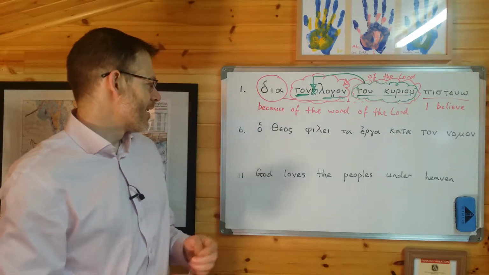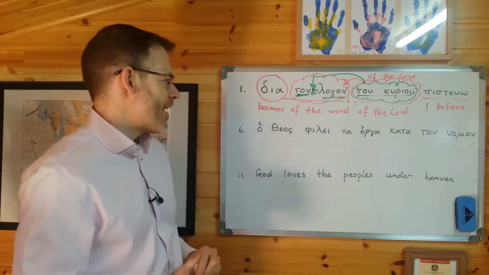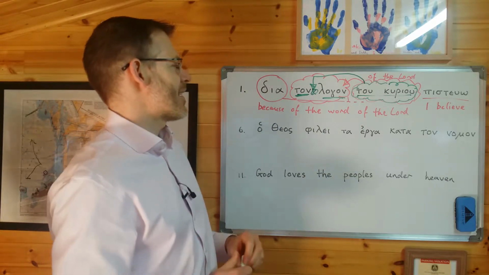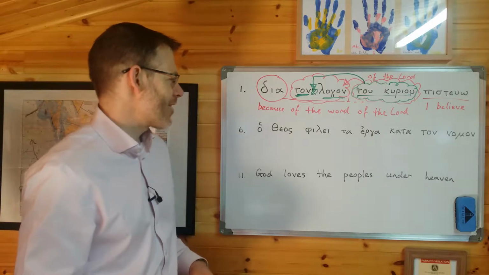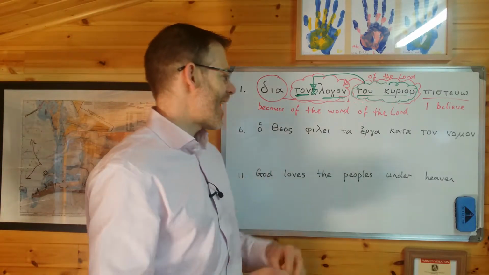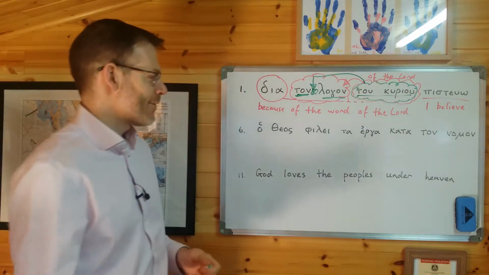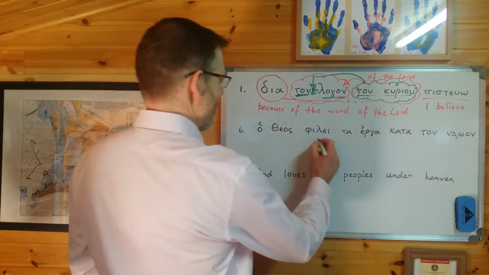Okay, let's look at the second of these examples, number 6. Ho theos phile ta erga kata ton nomon. Well, do what I've always asked you to do. Find the verb. Where is the verb? Here it is.